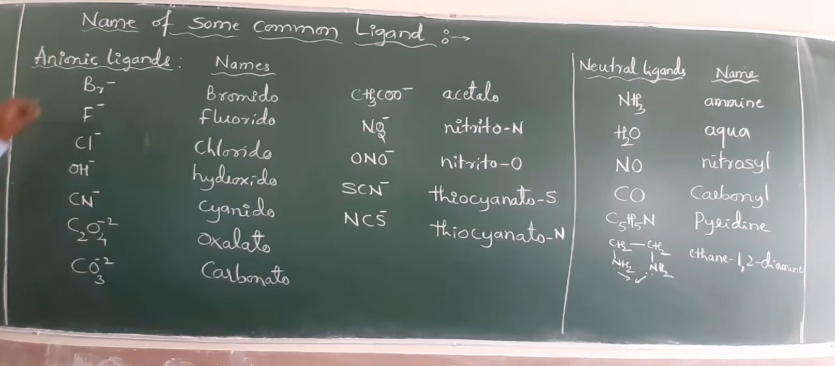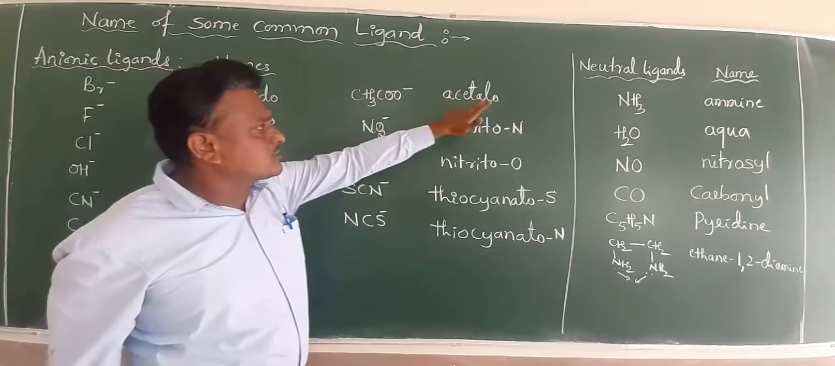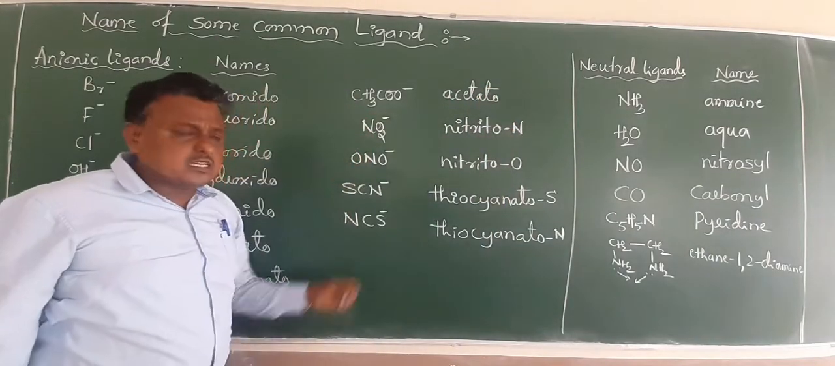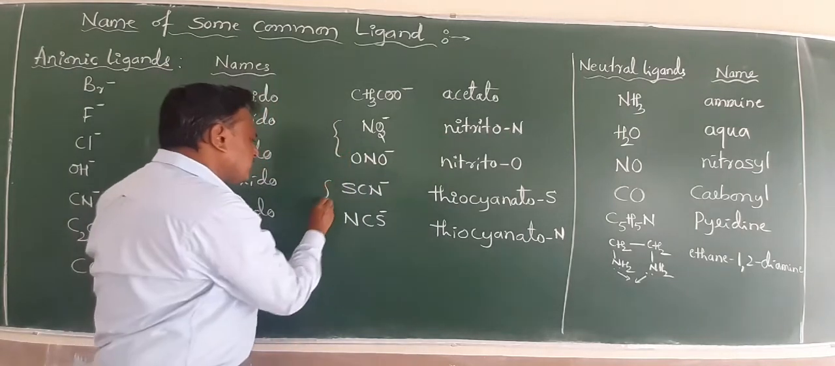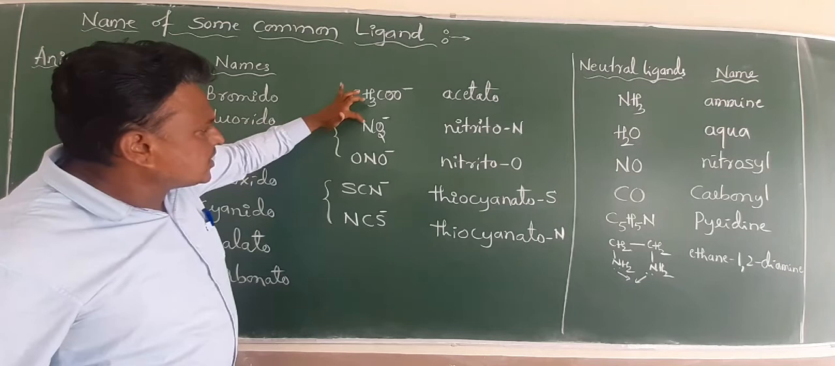Keep the charges in mind: Br is minus 1, F is minus 1, Cl is minus 1, OH is minus 1, cyanide is minus 1, oxalate is minus 2, and carbonate is also minus 2. Similarly, acetate, CH3COO minus, is pronounced acetato, and NO2 minus is nitrito. This is an important part because these two ligands come under ambidentate ligands.